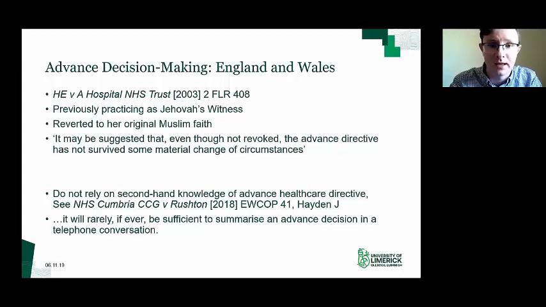The other case here, the case of NHS in Cumbria, the point here really is that you shouldn't rely on second-hand knowledge of an advanced healthcare directive. If you're informed that an individual or a patient has an advanced healthcare directive, then you should seek access to that original document. The key point in this case is that it's rarely, if ever, going to be sufficient to summarize an advanced decision in a telephone conversation. You have to have access to that original document in order to determine what care is to be provided. Okay? So they're kind of the key points coming out in relation to advanced healthcare directives.